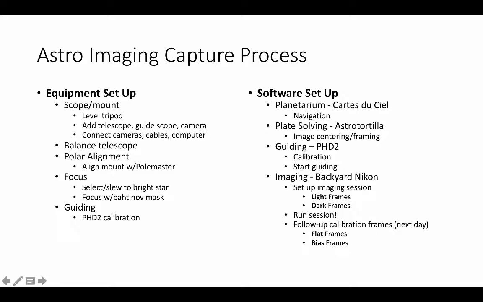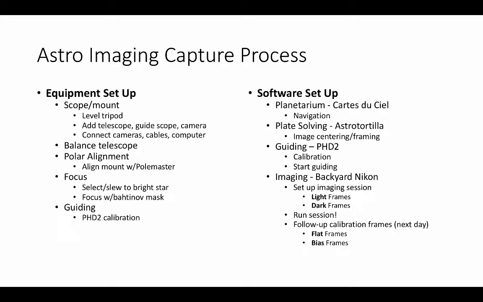So when I do set up from scratch, I need to take everything outside. I set up the tripod and I level it. I add the telescope, the guide scope, the camera, connect all the cables, connect up the computer. So basically get everything all connected up. I do use AC power, so I run an extension cord out there. The AC power is to run the mount, the camera, the USB hub. So there's a couple things I need AC power for.